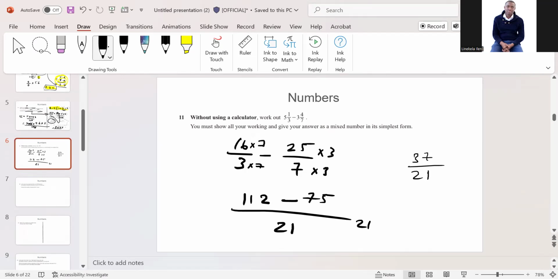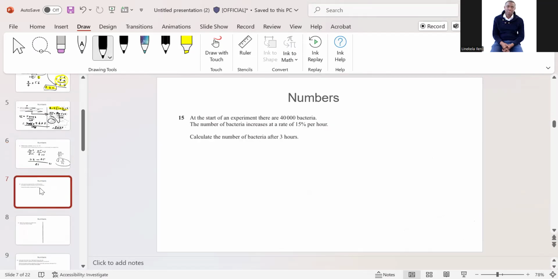So 21 does go into 37, yes, only once. The remainder will be 16 over 21. So just like that, you have simplified it. If you can simplify it further, then you can do so.